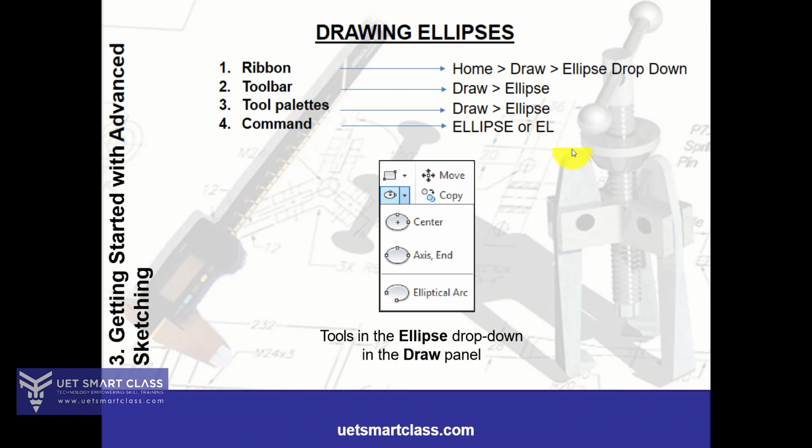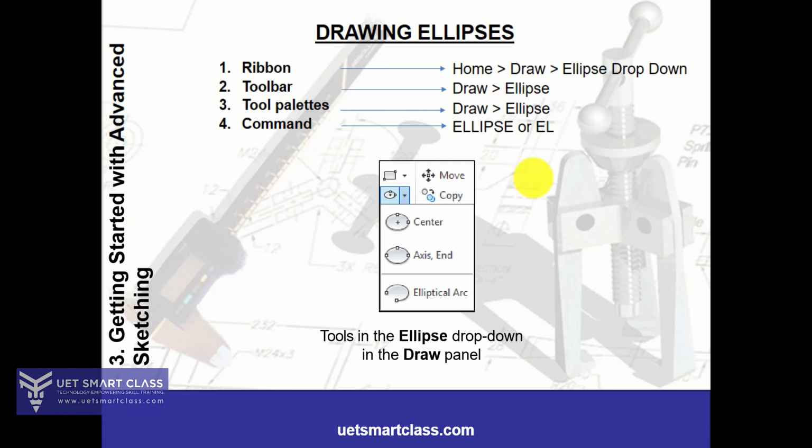Now when you click on the drop-down menu of ellipse, you can see a few options which appear in front of you: center, axis, and elliptical arc. All these three we will be studying today. I'll start with the very basic one. Whenever you start EL, enter, the first way through which you can draw an ellipse is axis and end. Basically, in axis, you have 2 points.